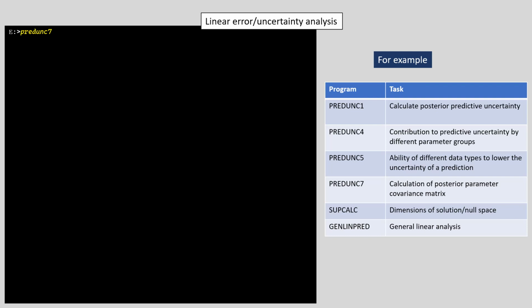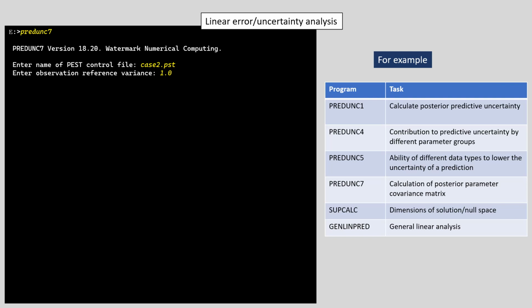To run PredUnc7, you type its name at the screen prompt. It asks for a PEST control file, case2.pst in this case. It asks for a reference variance. This gives it the means to convert weights, observation weights contained in that pest control file, to observation standard deviations, which are used in generation of the posterior parameter uncertainty file.